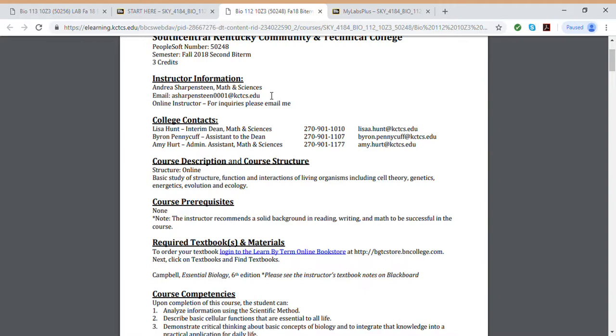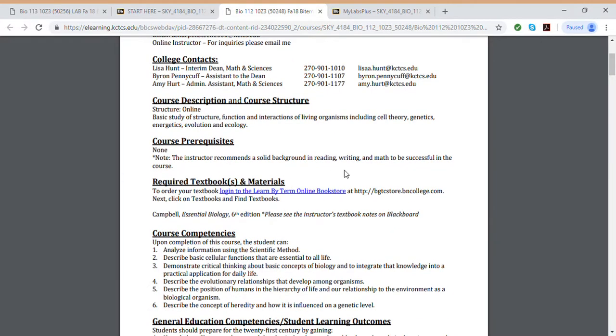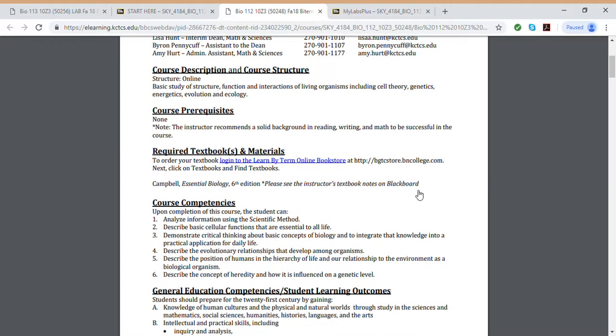College contacts, here they are. If you have any on-campus questions, Amy Hurt is the person for you, so she is really, really good. You can reach out to her by email, and here's her phone number. But course structure, let's move on. This course is online. Prereqs, it doesn't have any, but if you're taking this course, you're probably also taking the lab with it. So there's that.